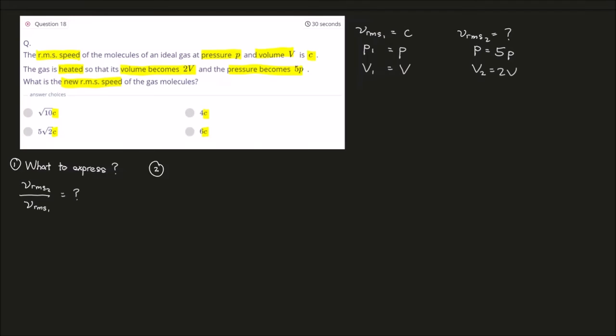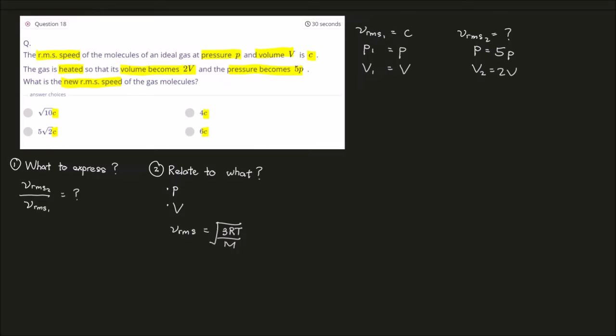The second thing is, what do you want to relate it to? They give you P and V. So you want to relate VRMS to them. The first thing that we know is VRMS is equal to the square root of 3RT over M. But they don't give you anything about T or M. They want you to relate it to P and V.